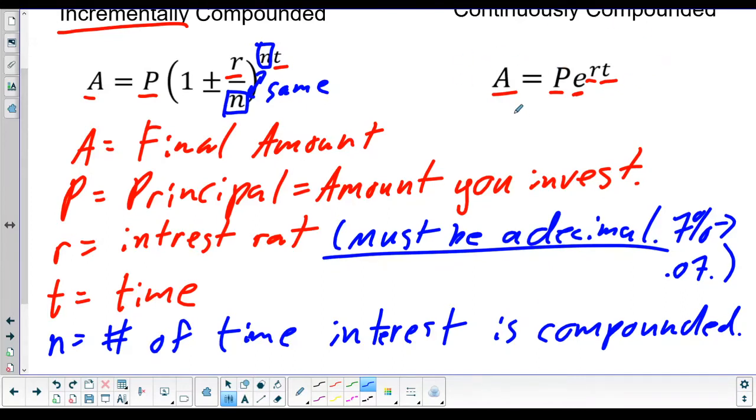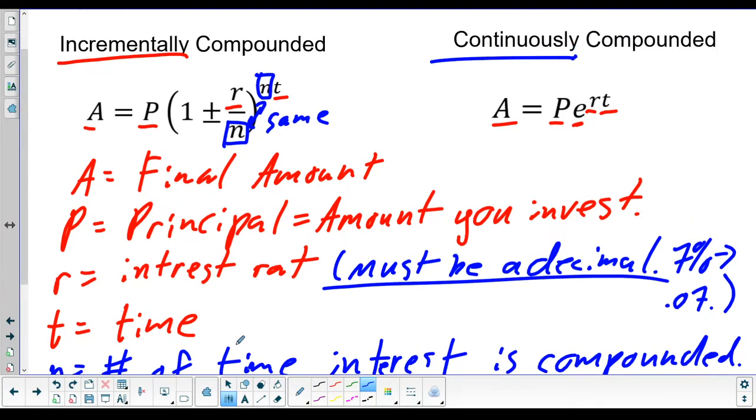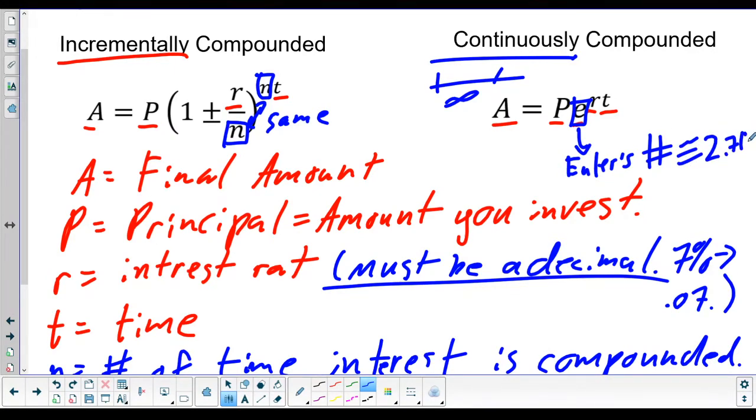All right. Over here, these are all the exact same variables. Notice because it is continuous, we can't say how many times it's compounded because continuous implies that from here to here, there's infinity things in between. That's what continuous means. It means there are no gaps. So it doesn't really work out. E kind of takes care of that for us. And again, e is just Euler's number. It's about 2.714, give or take. It's an irrational number like pi that you can look up.